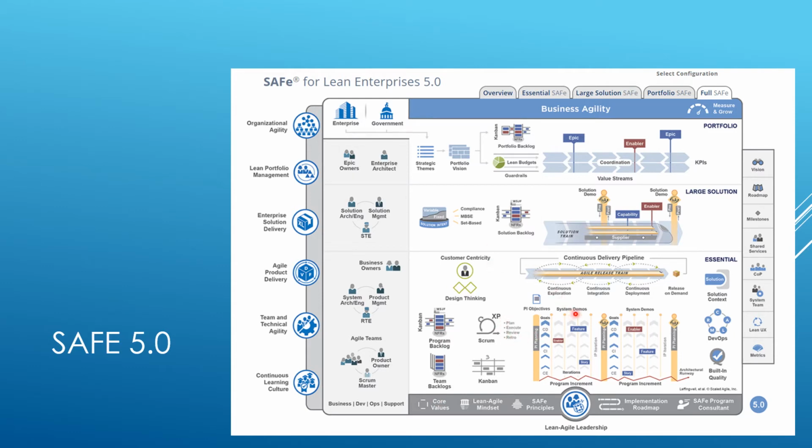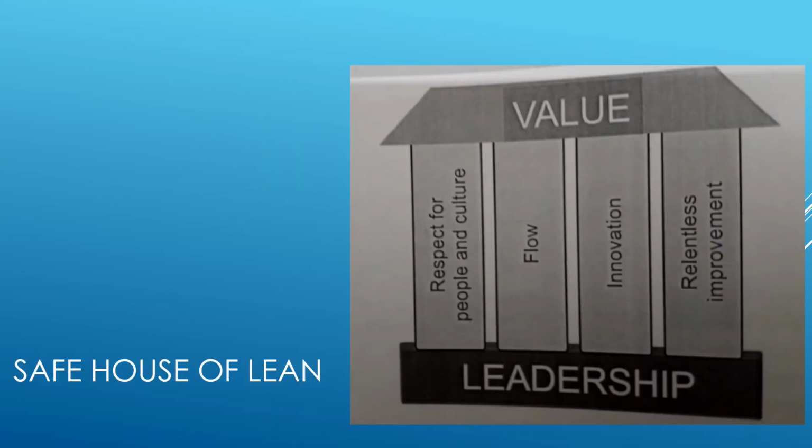They talk about the Agile Release Train, team level things, Kanban and XP at the release train level. At the large solution level you can talk about solution backlogs and the solution train. At the portfolio level you talk about strategic themes, portfolio vision, portfolio backlog, lean budget and everything, right? They discuss the implementation roadmap, different roles, and different things available as part of SAFe. This is one of the best scaled frameworks available in the market today.